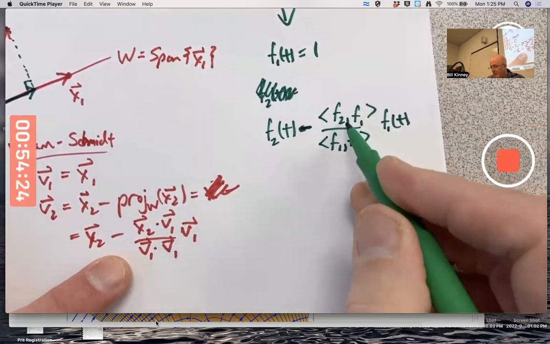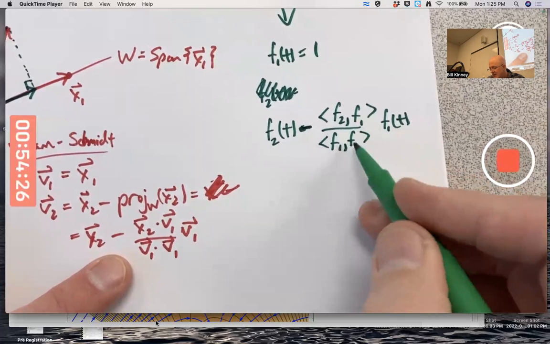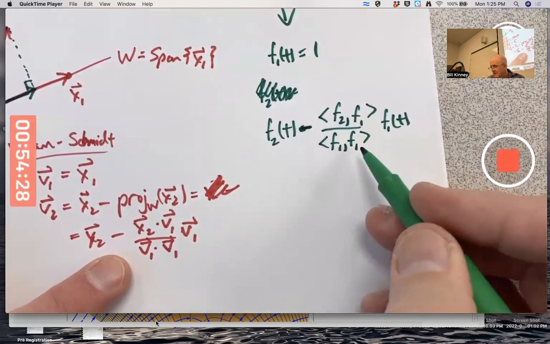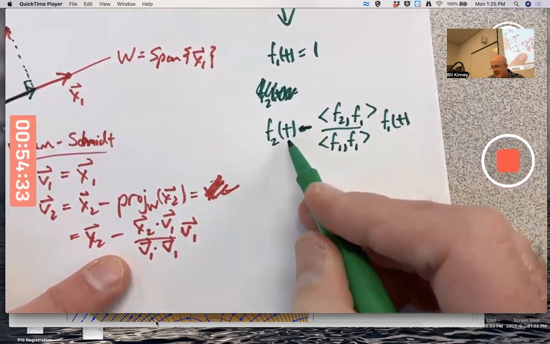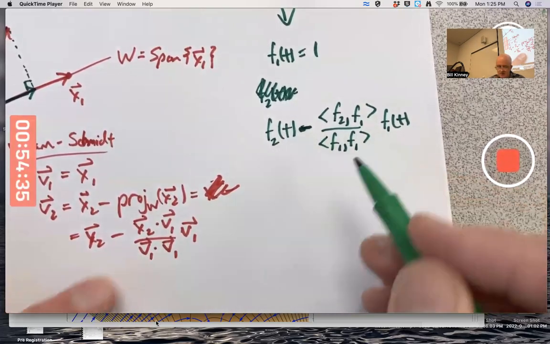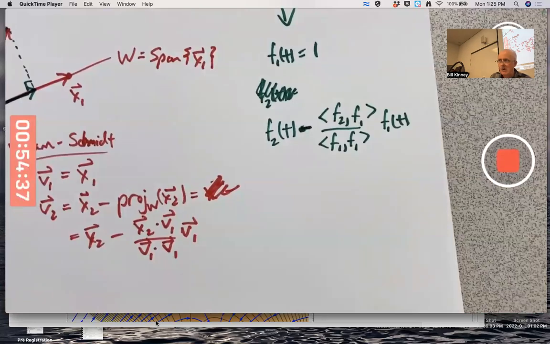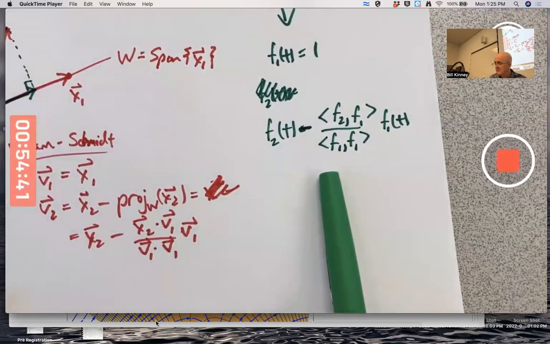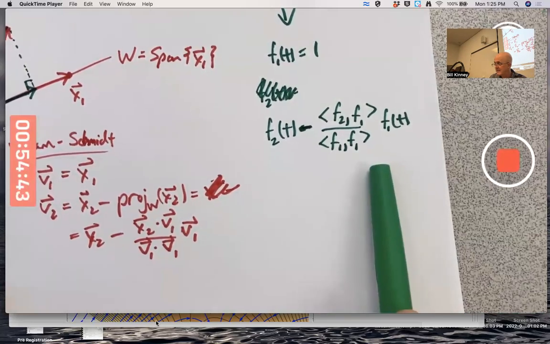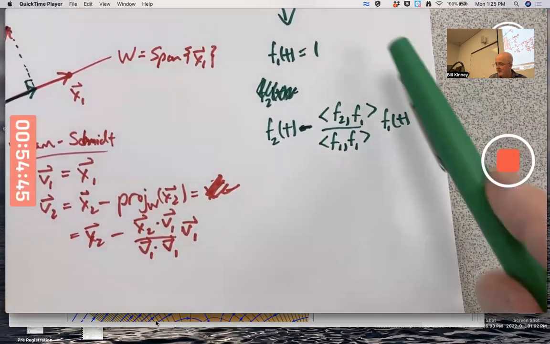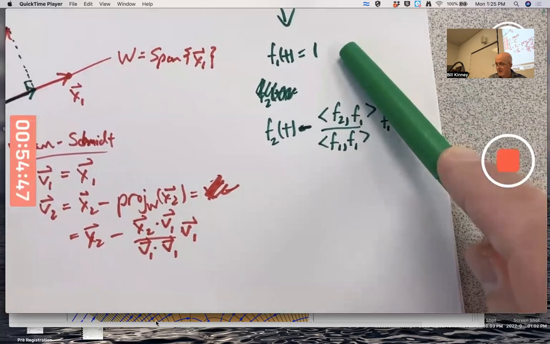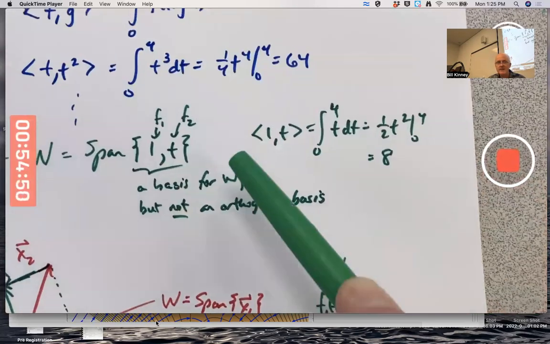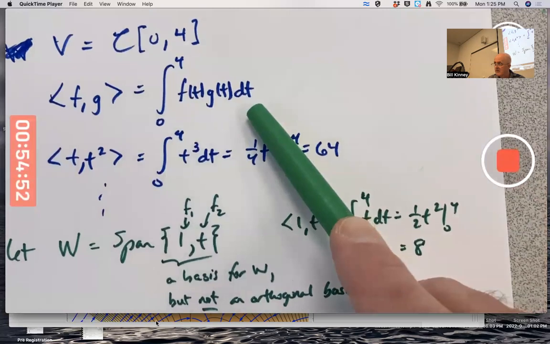It's not traditional to put the t's up in these functions here. I could, it's not a real big deal. Don't let it confuse you that I'm putting t's here and here, but not in there. It just gets messy if you do. I got to find these inner products. And once I've simplified this, I'll have a new function that's supposed to be orthogonal to this one with respect to this inner product right there.